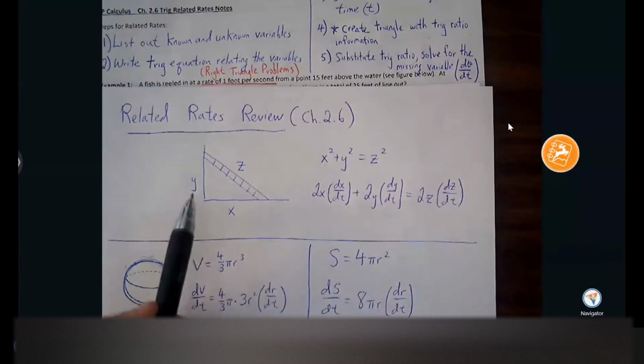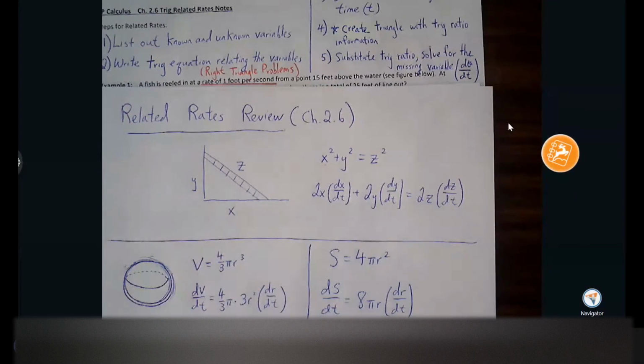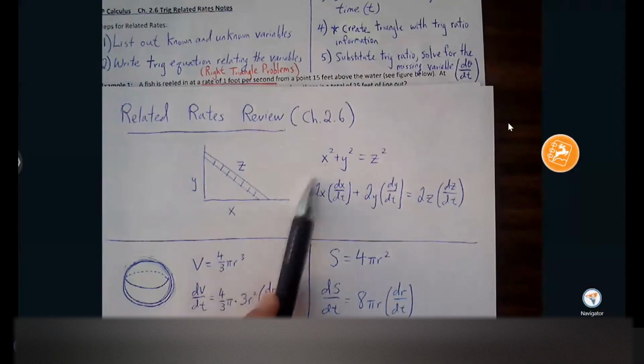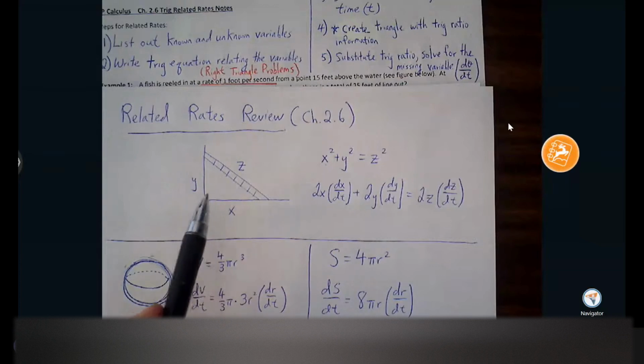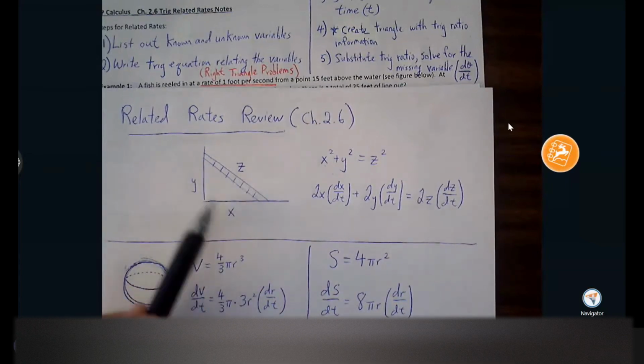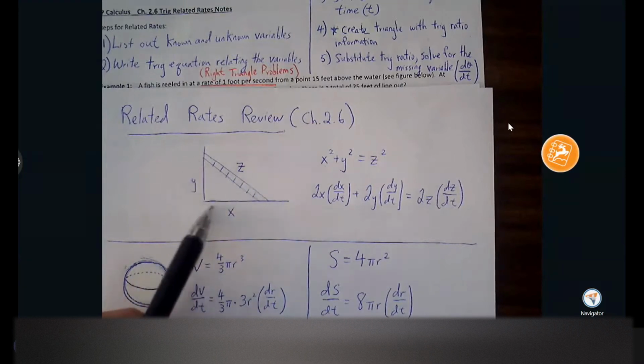Remember, we started related rates a couple months ago, and our first example was a Pythagorean theorem problem, or a ladder problem, where we have to involve the Pythagorean theorem, because the Pythagorean theorem relates the three pieces of information that we have. So a squared plus b squared equals c squared, or x squared plus y squared equals z squared.